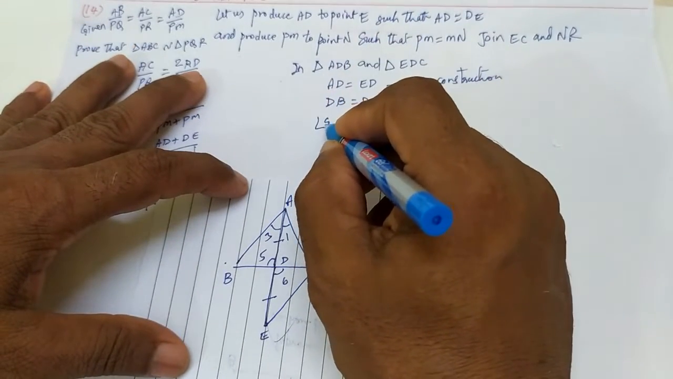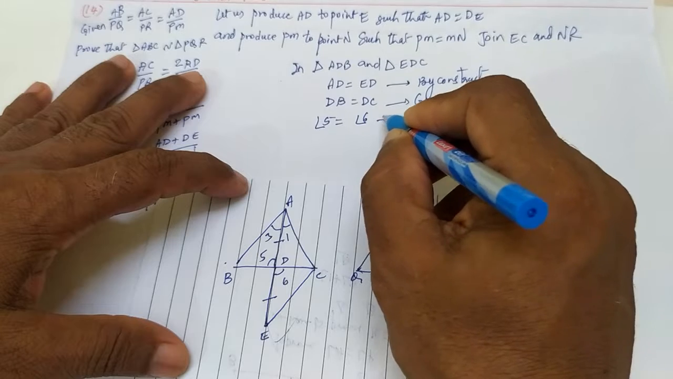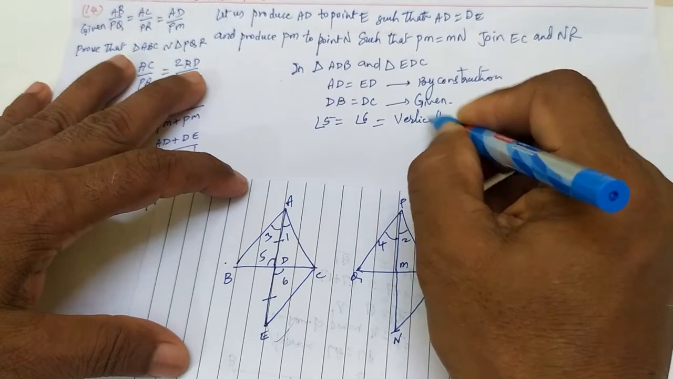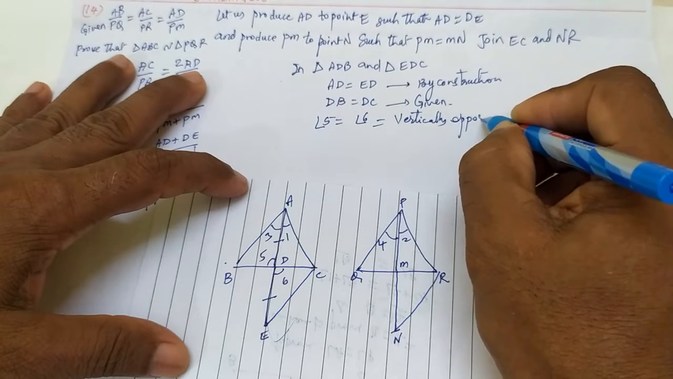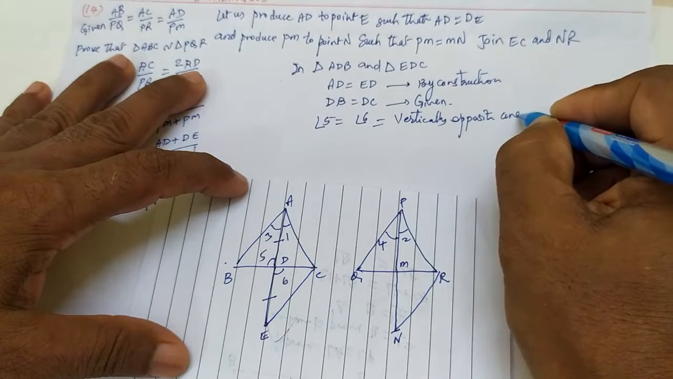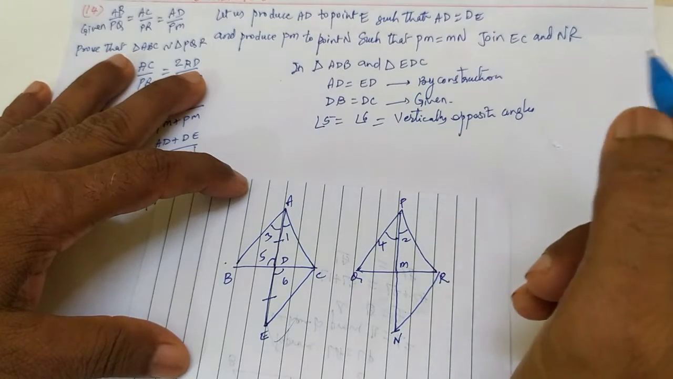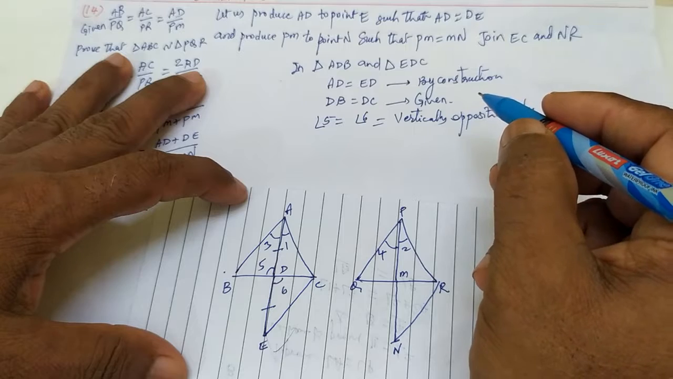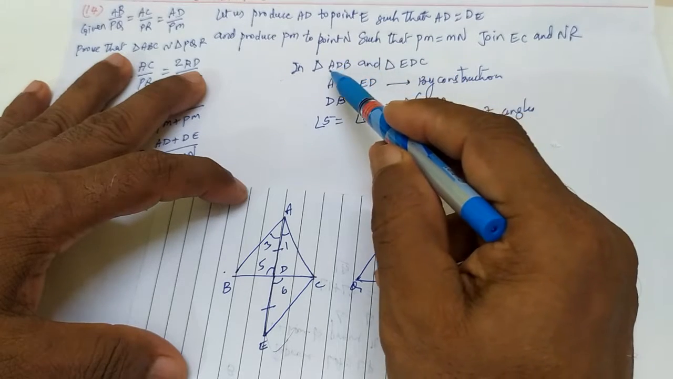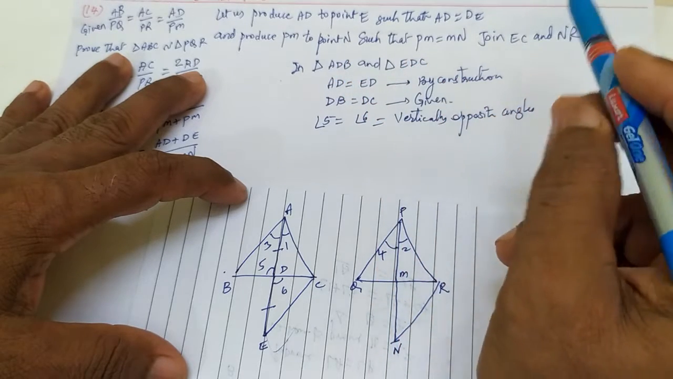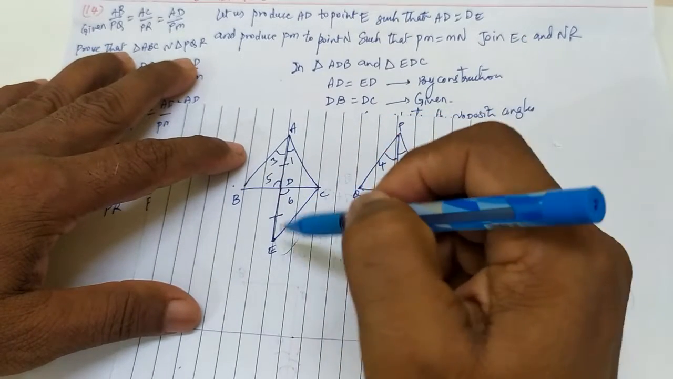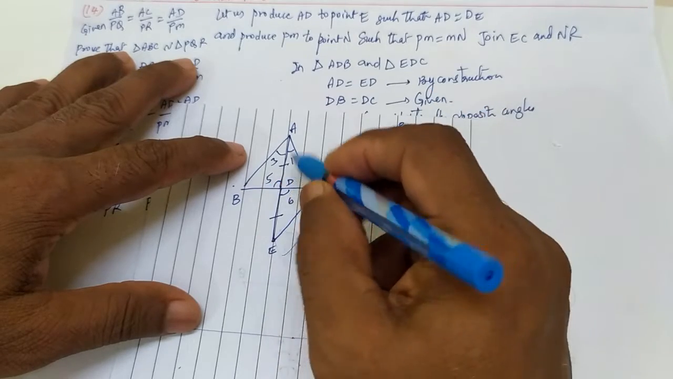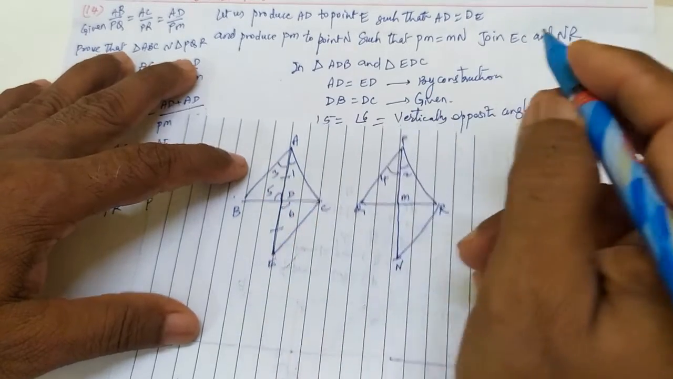How is angle 5 equal to angle 6? This is because they are vertically opposite angles. As these are vertically opposite angles, you can see two sides and one angle are equal. Therefore we have proved that ADB equals EDC, as two sides and one angle are equal.